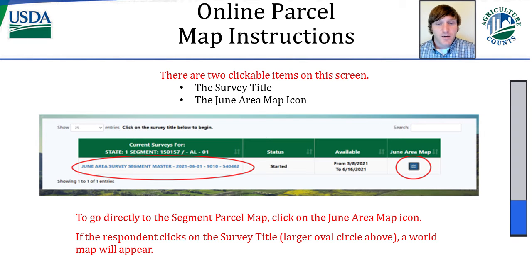June area map icon. If the respondent happens to get ahead of you and clicks on the survey title, as in the large oval, it's okay. A world map will appear.